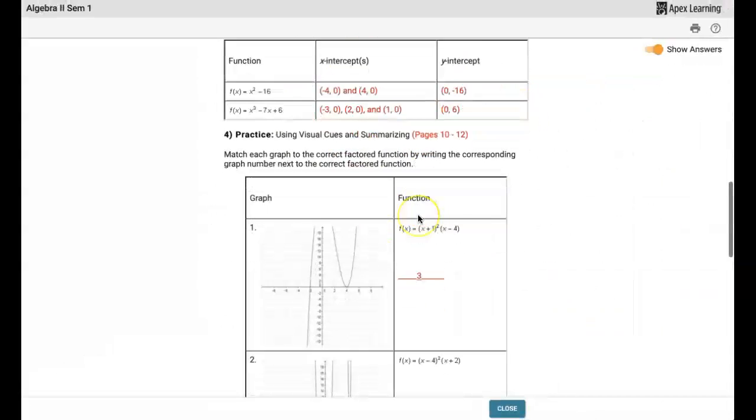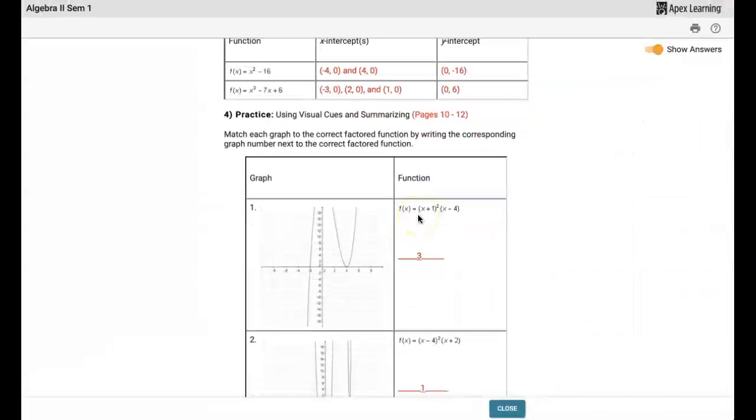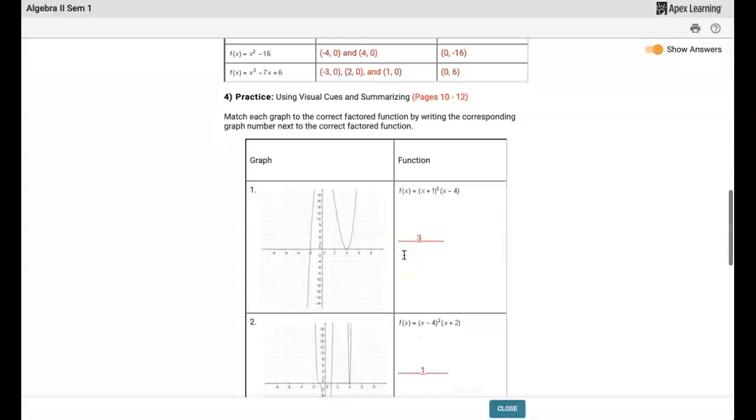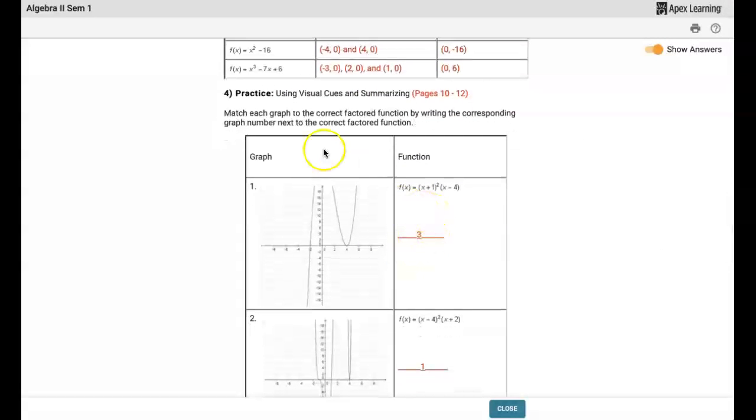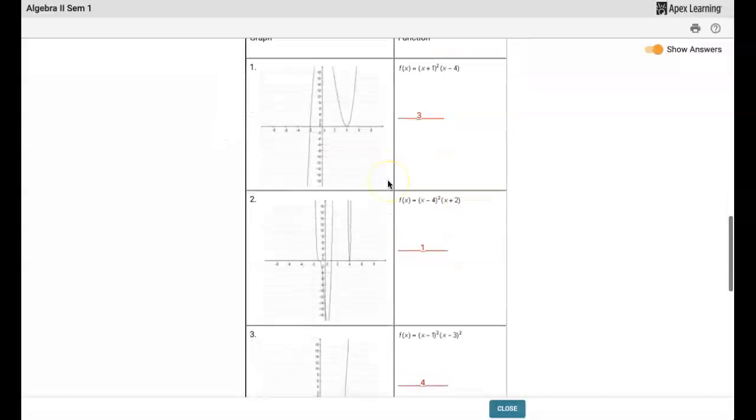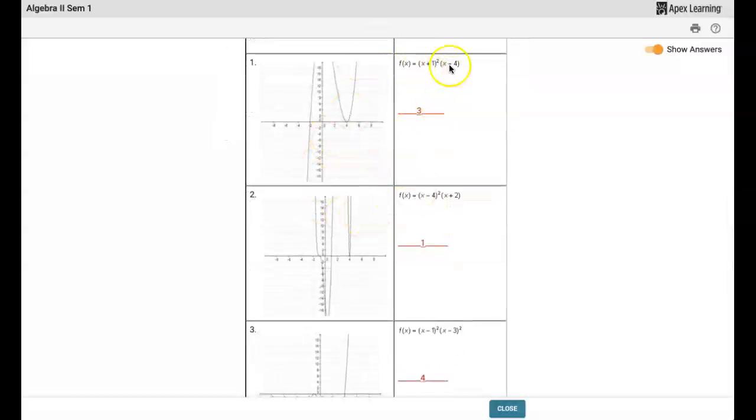Solving for x and y intercepts, again, plugging in for zeros and then solving the missing equation. And then this is saying here, match each graph to its correct function. So again, keys you're going to be looking for is multiplicity. If it's even, it's going to touch. If it's odd, it's going to cross. You need to actually maybe solve for some of these values here.